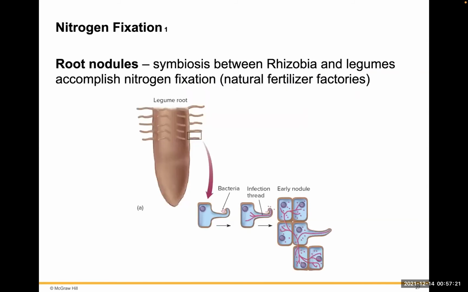Okay. Nitrogen fixation in the root nodules. What happens is the symbiotic relation between rhizobia and legumes accomplish nitrogen fixation, which is a natural fertilizer factory. They basically take the nitrogen from the NO3, goes from the ammonium to the NO2 minus to the NO3 minus, and that gets fixed back into nitrogen gas and leaks back into the atmosphere. That fixes nitrogen.